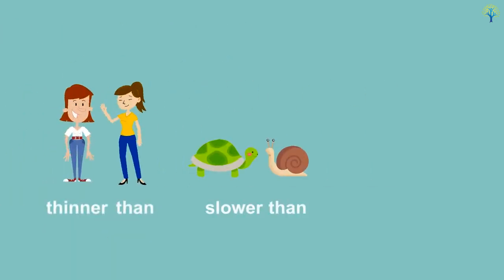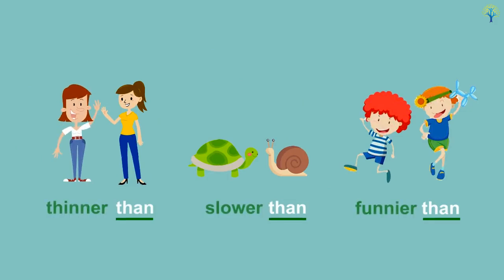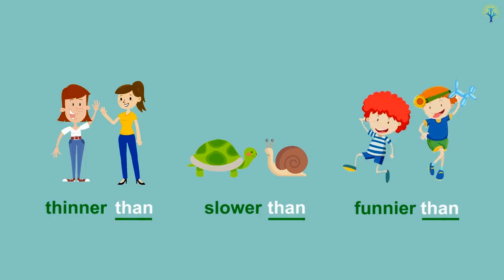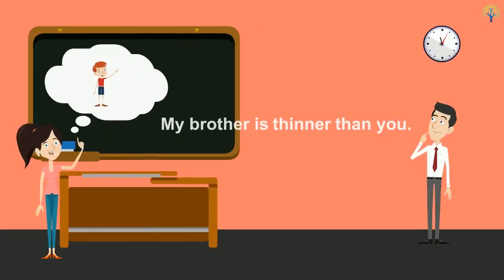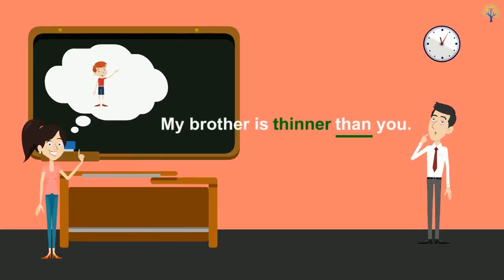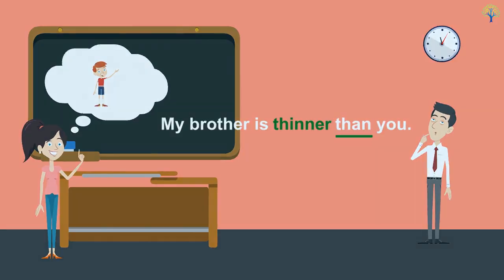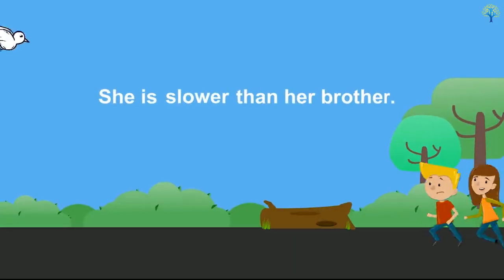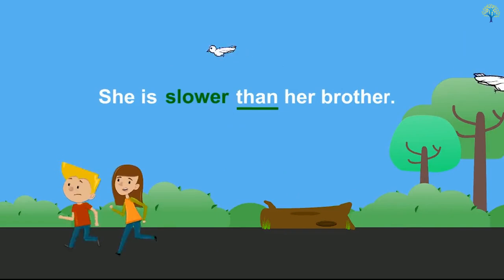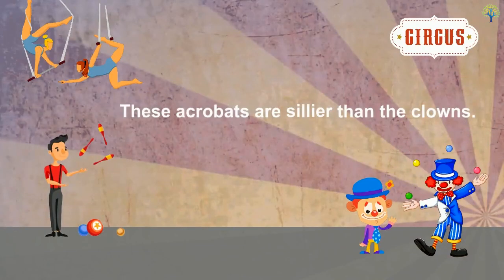Than is used after comparative words like thinner, slower, and funnier to compare two nouns or groups of nouns. For example, my brother is thinner than you. Or, she is slower than her brother. Or, these acrobats are sillier than the clowns.